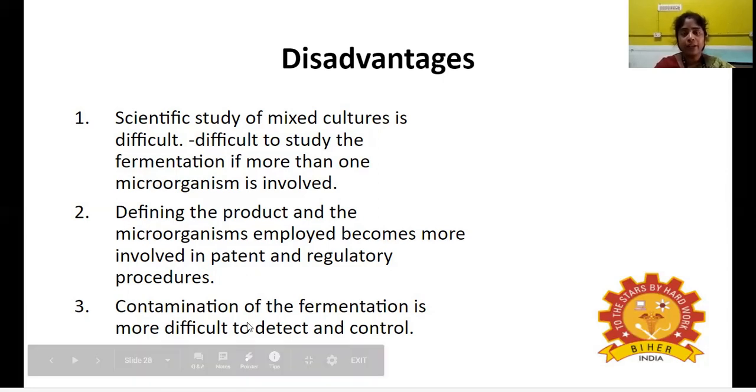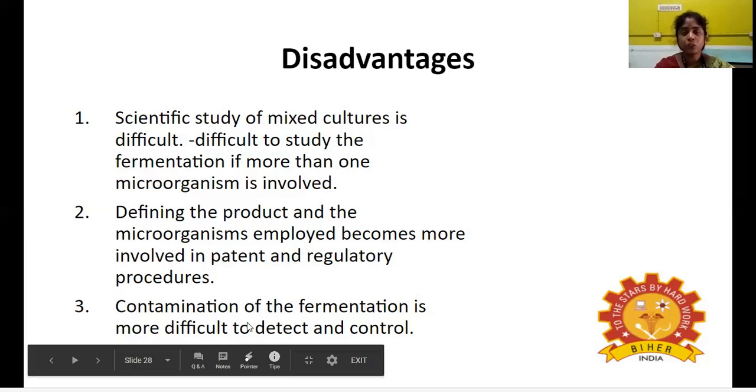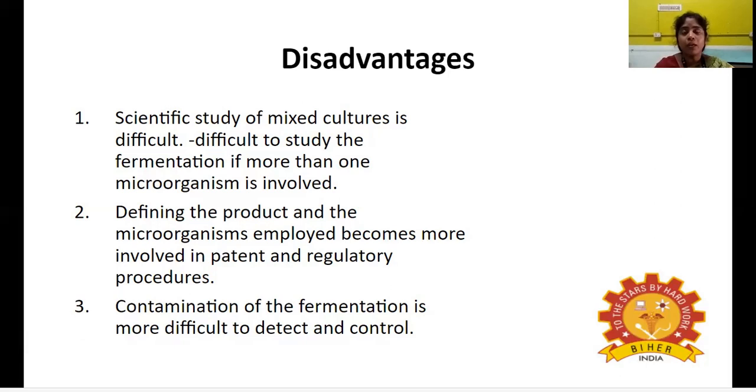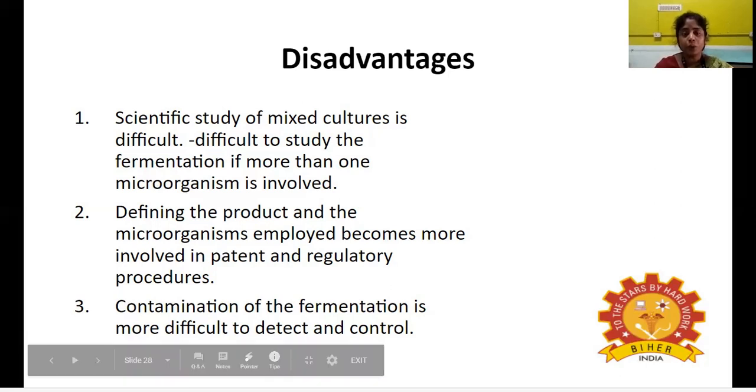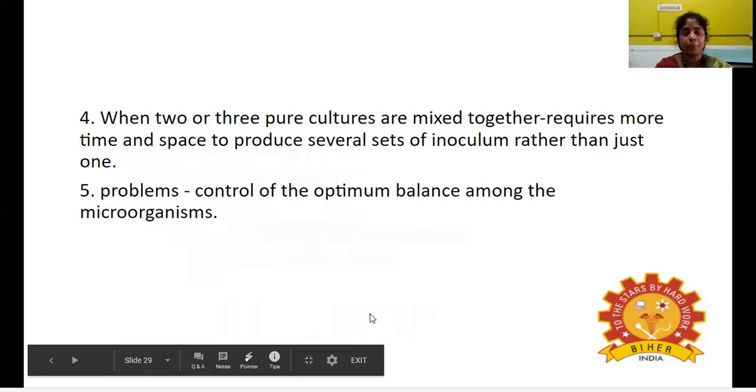The next one, as we all know, is that contamination is the main source of an undesired product being formed in a large amount rather than the desired product. So it is more difficult to detect and control the contamination.